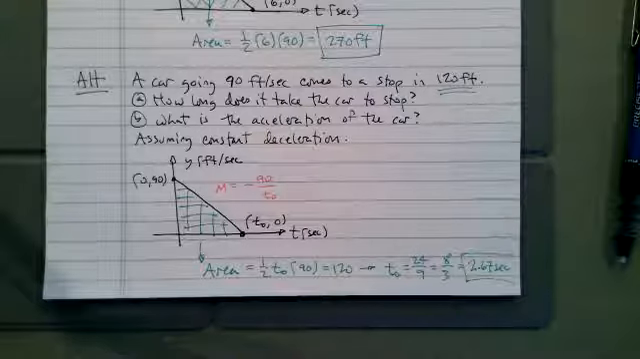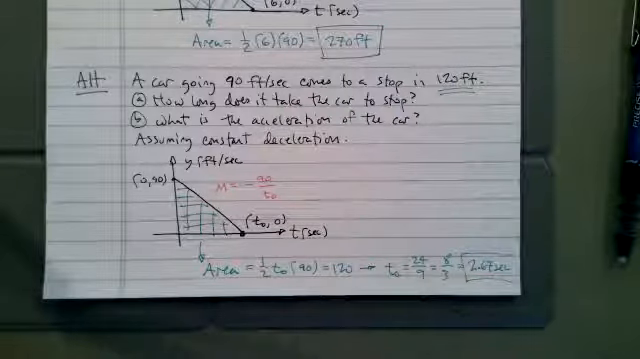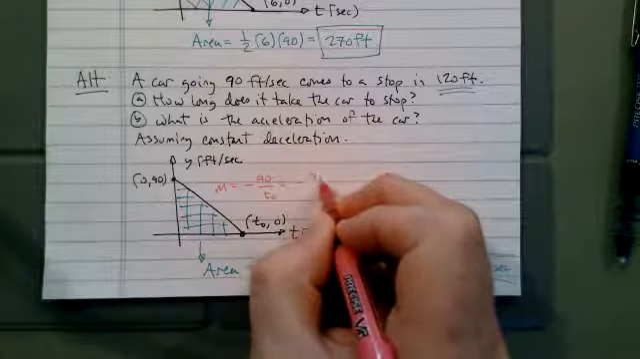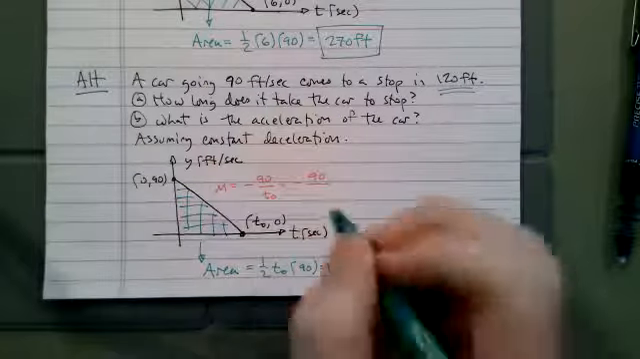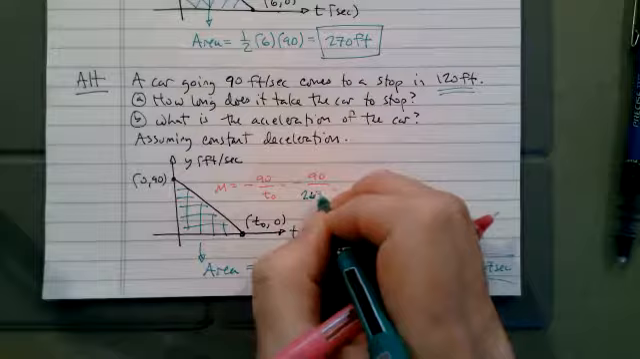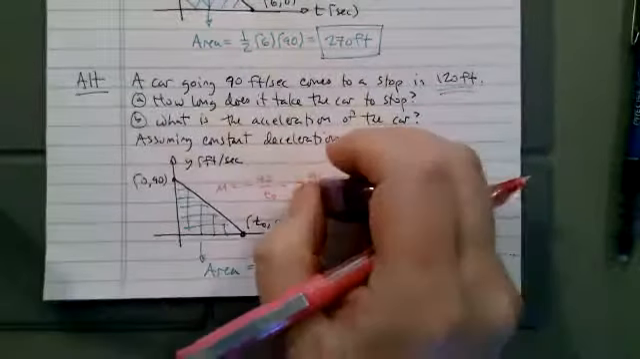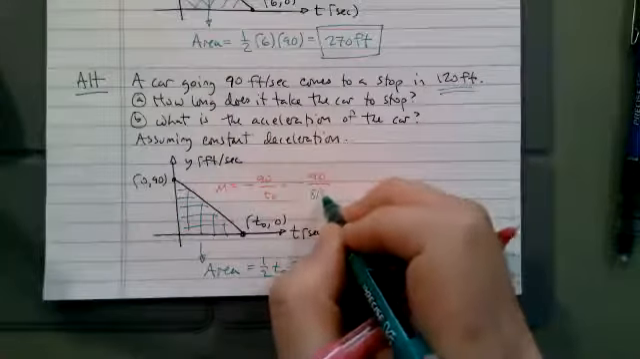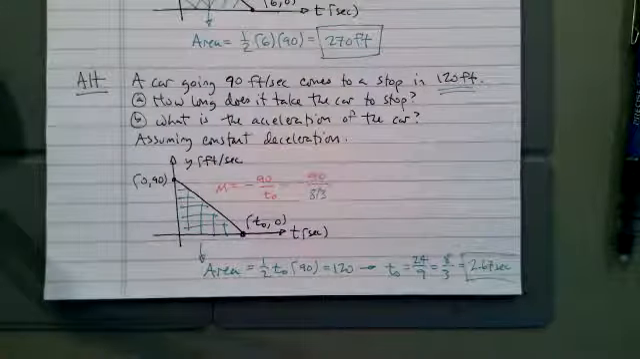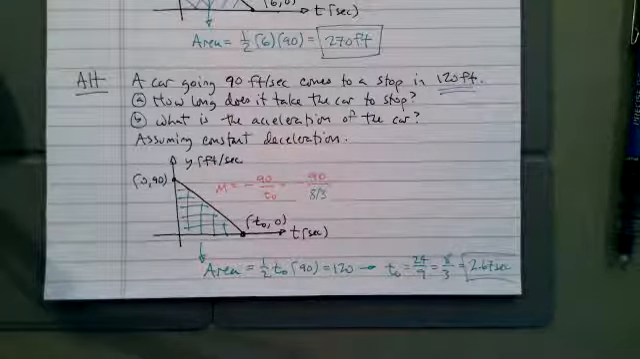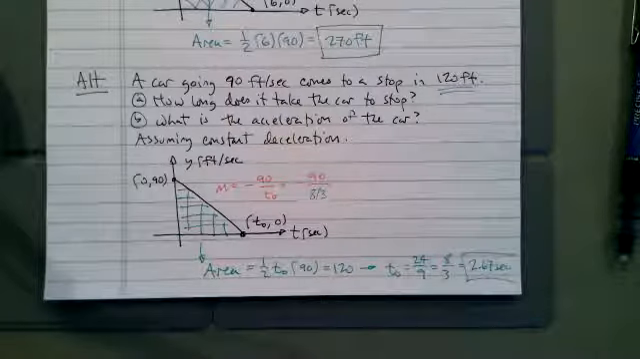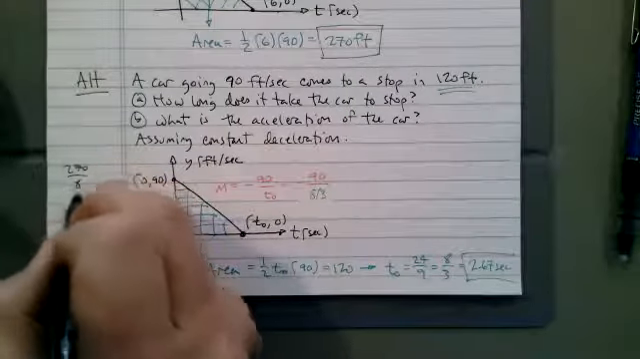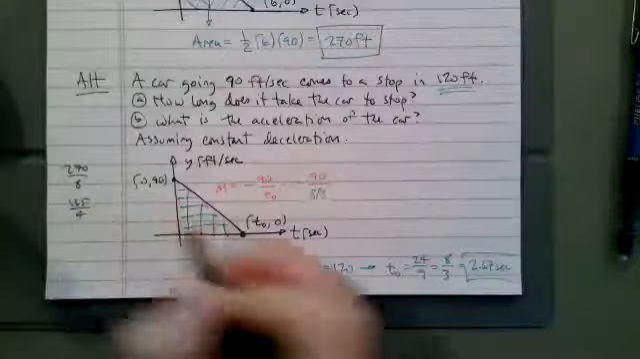Now that we know it took 2.67 seconds to come to a stop, I can calculate the acceleration by taking 90 and dividing it by the 8/3 seconds to get the acceleration in feet per second squared. So it's going to be 270 divided by 8. So 135 divided by 4.